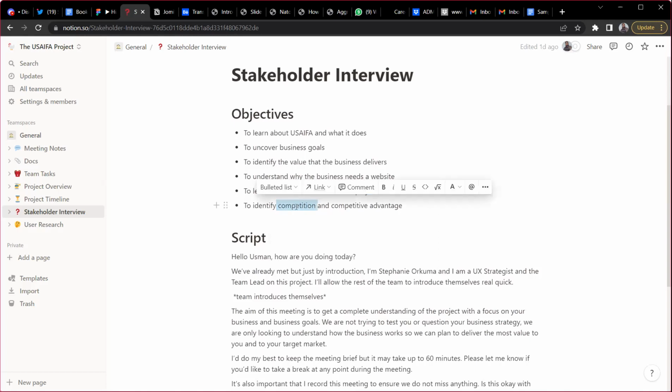So you need to identify your competition and then the competitive advantage. That is what makes you stand out, what makes you different from Mr. Kelvin. And only after we've identified competition and what they're doing can we decide, okay, this is what we can do differently. This is what we can do to stand out, right? So these are the things, 1, 2, 3, 4, 5, 6. These are the 6 objectives that I've decided, okay, this will be important to learn at the start of the project.